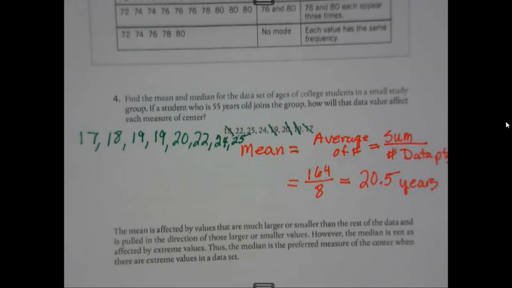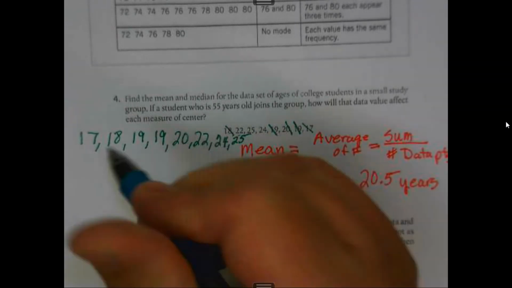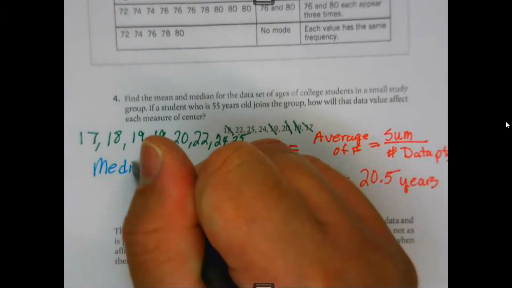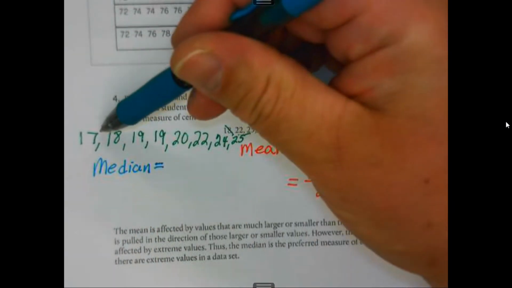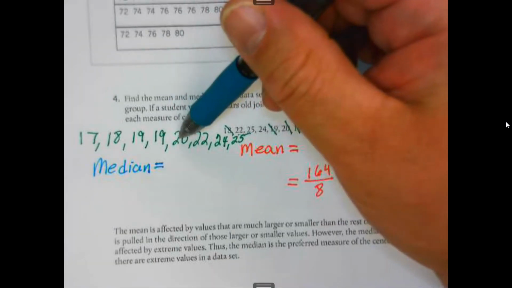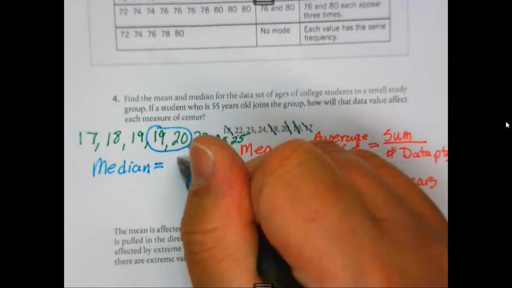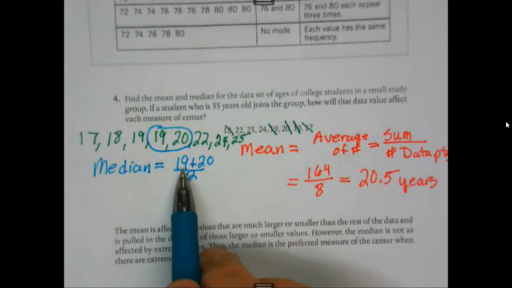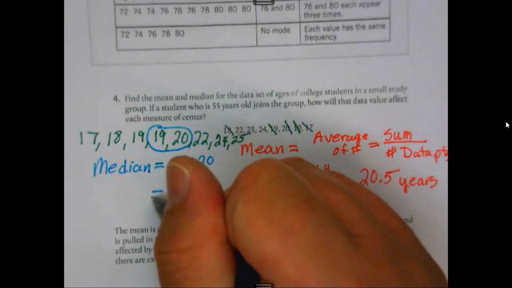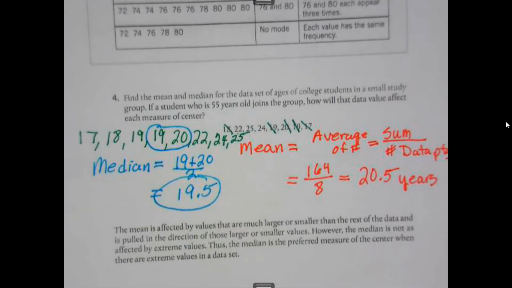Okay, the median, again, I have eight data points, 1, 2, 3, 4, 5, 6, 7, 8. So the median, I have an even number of data points. So I need to take the two middle ones, the 4th and 5th, and take the average. So 19 plus 20 divided by 2, and the halfway point between 19 and 20 is going to equal 19.5. The median is 19.5.